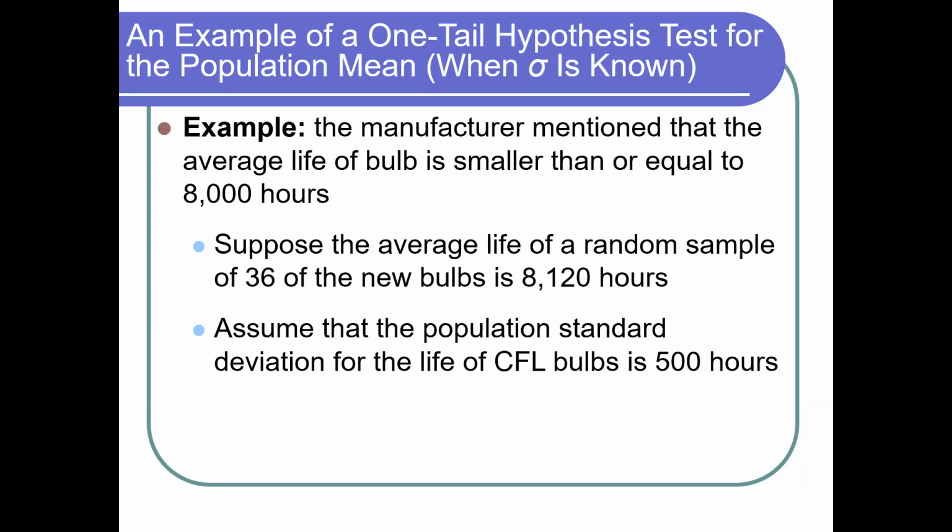Okay, so examples of a one-tail test. This manufacturer mentioned that the average life of a light bulb is smaller than or equal to 8,000 hours. Suppose the average life of a random sample of 36 new light bulbs is 8120 hours, assuming the population standard deviation is 500 hours. So what do we do? How do we do the one-tail hypothesis test?